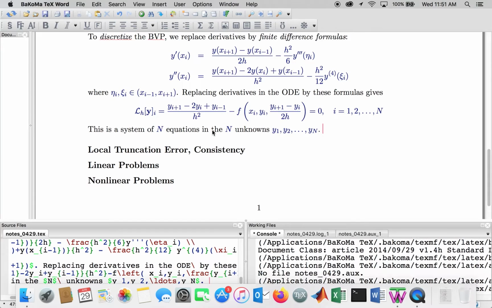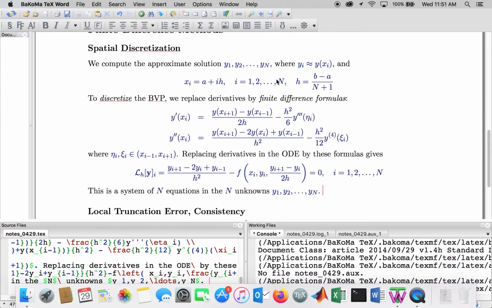Now, one thing I need to point out is, let's suppose i is equal to 1. If I fill in i equal to 1 here, the first component of this vector LH of y, then I'll have y2 minus y1 plus y0. But I've defined y for indices 1 up to n. I don't have y0. Similarly, if I have i equal to n, I'll have y n plus 1, also not defined.